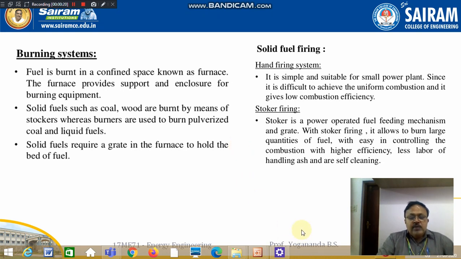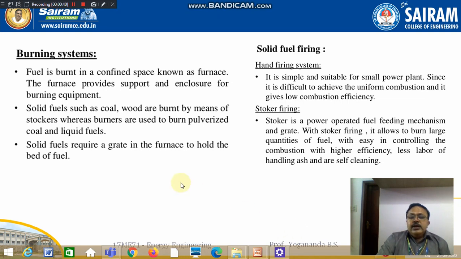So here we have two types of firing system for the solid fuels. That is the hand firing and stoker firing. Usually stoker firing will be used. So that is the power operated fuel feeding mechanism we have here.